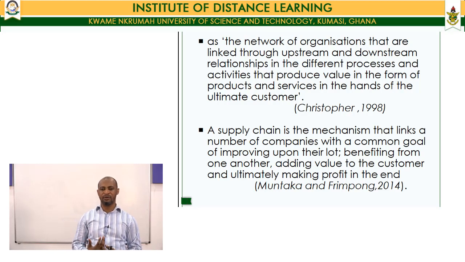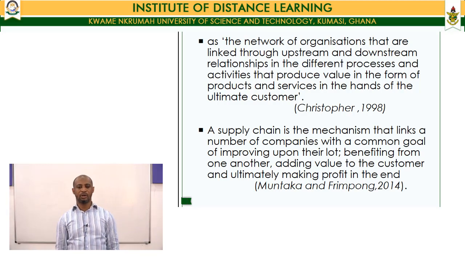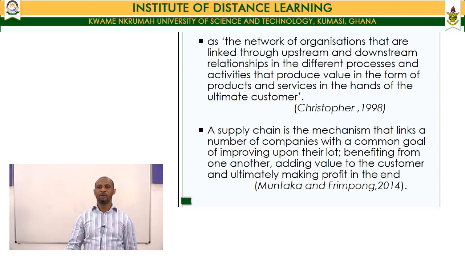Muntaka and Frimpong's definition looks at the supply chain as not just a network, not just a series of flows, but also as a mechanism. And the aim of this mechanism that is linking the organizations is to improve their lot so that each other is benefited, and then at the end they add value to the customer. This value they have added should lead to profit.